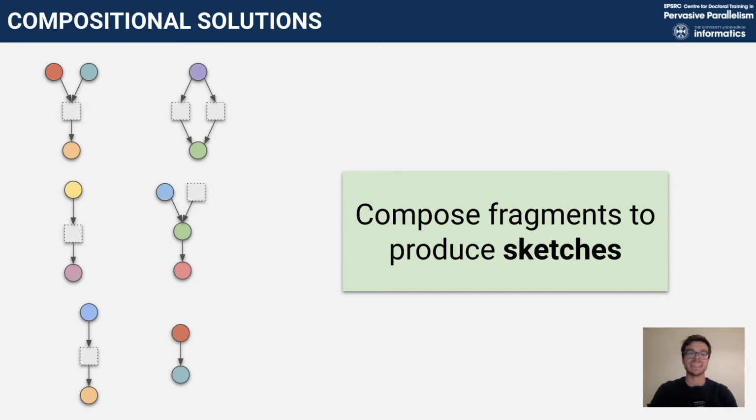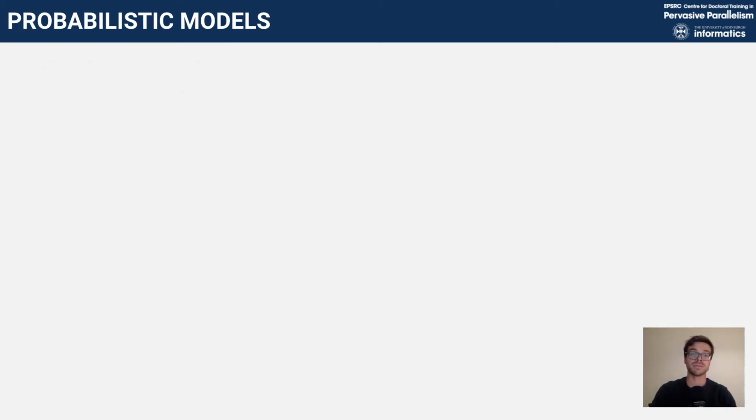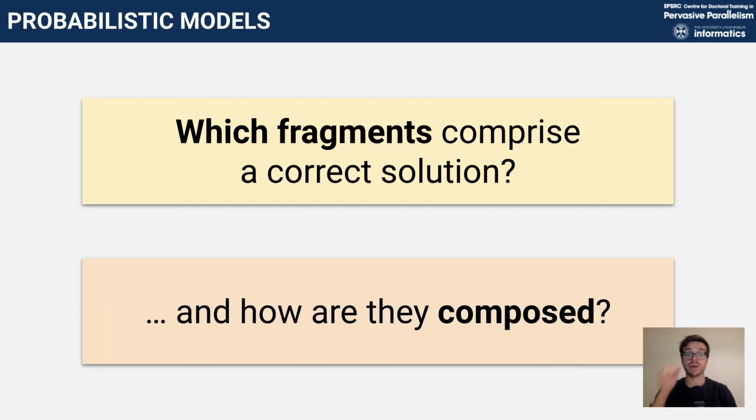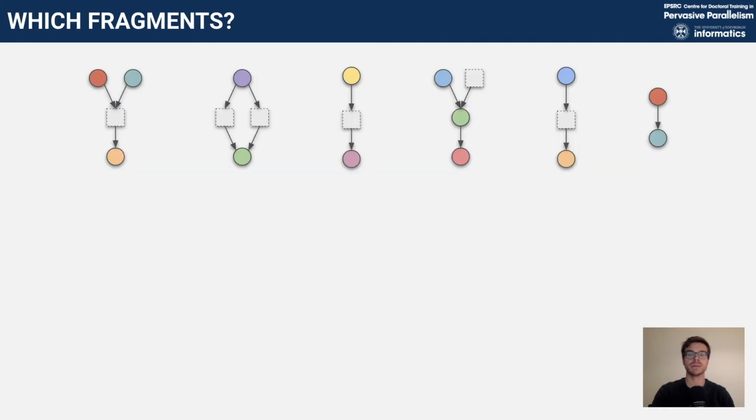This, of course, raises a question for our synthesizer. How do we know which of our library of fragments will appear in a correct solution to a particular problem? And how do we know how to compose them to produce that solution? The space of potential compositions is very large, and to avoid a combinatorial explosion, Preston uses two probabilistic models to predict the most likely fragments and compositions of fragments to appear in a solution.